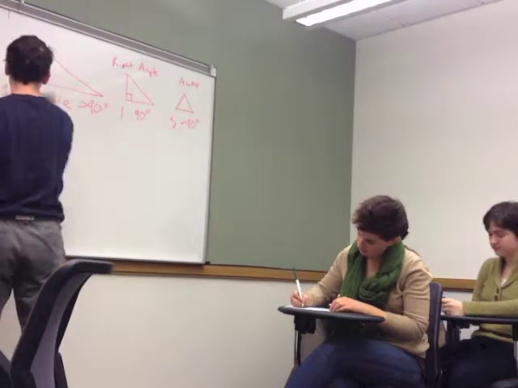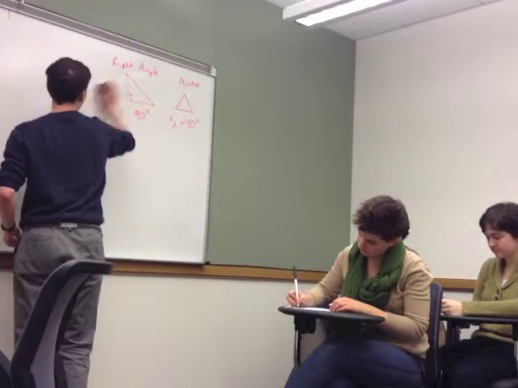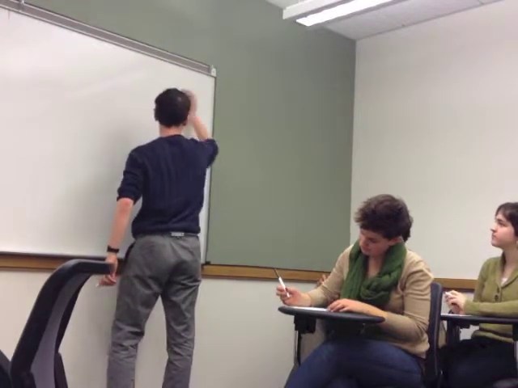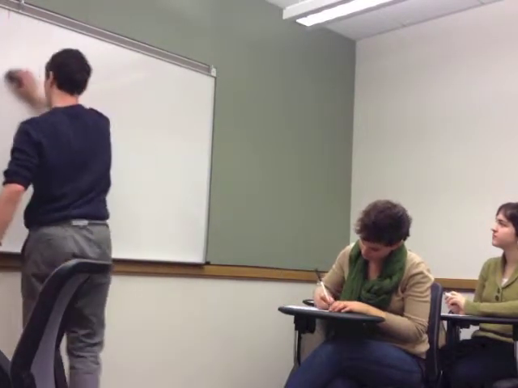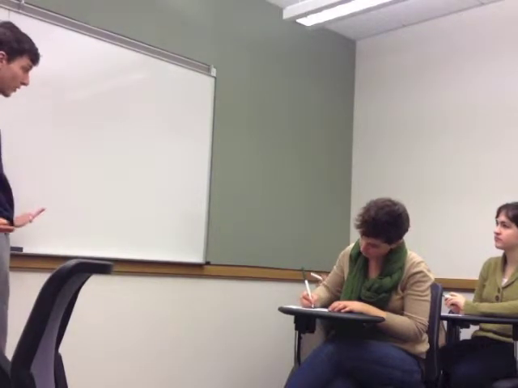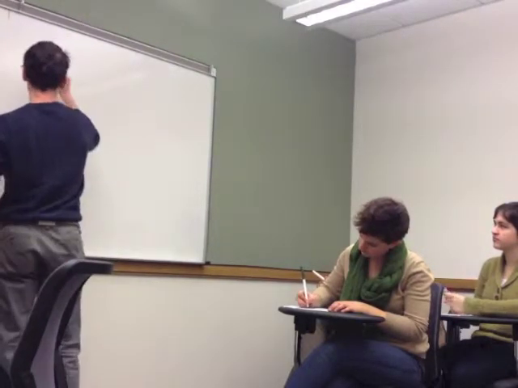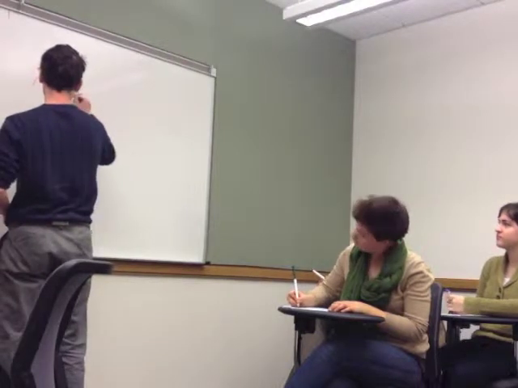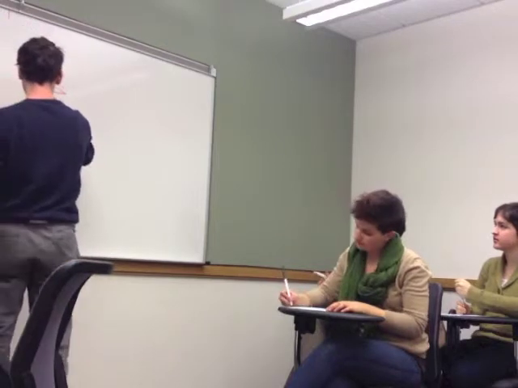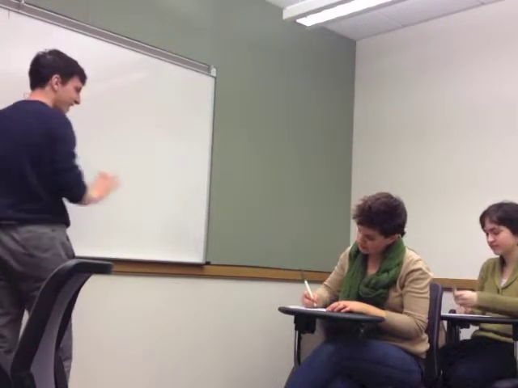Fantastic. We're going to move on to sides. We can also classify triangles by how many of their sides are equal to each other. Imagine a triangle where none of the sides are equivalent, where this side is not the same length as this side, which is not the same length as this side. We call that a scalene triangle. Here the words get kind of fancy.